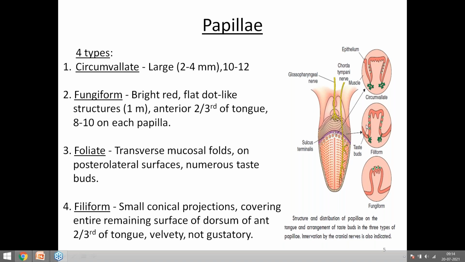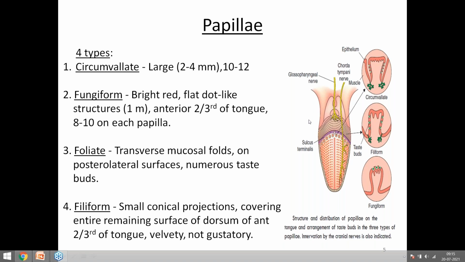They are not gustatory structures. That means they do not contain taste buds. However, they may play a role in breaking up food particles, and also they are called mechanical papillae, in contrast to the other three forms, which are gustatory papillae.